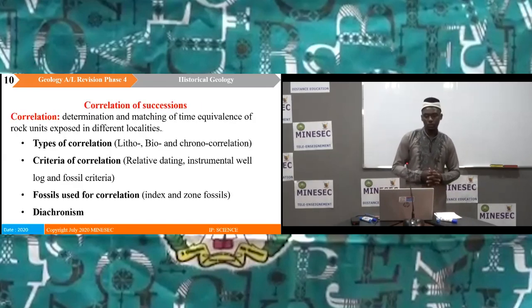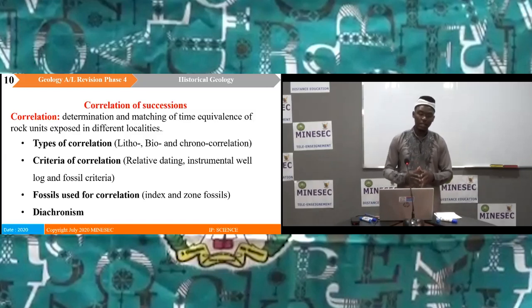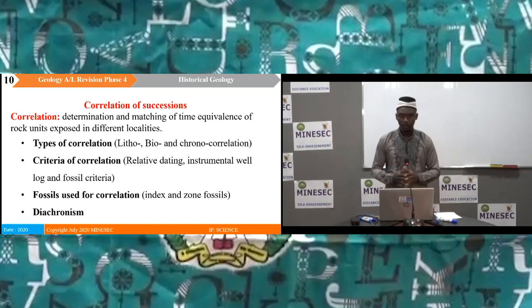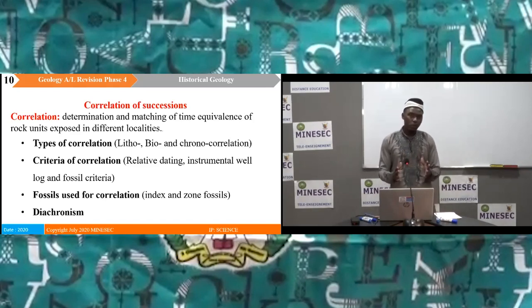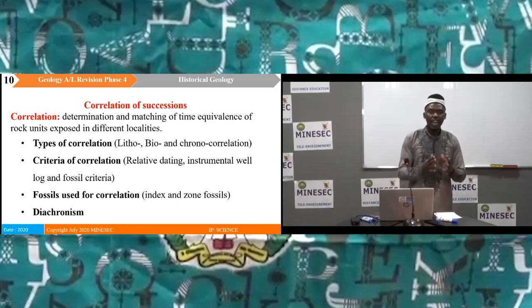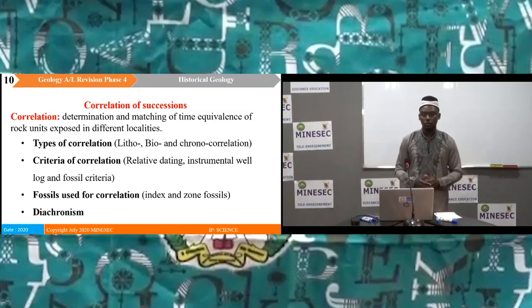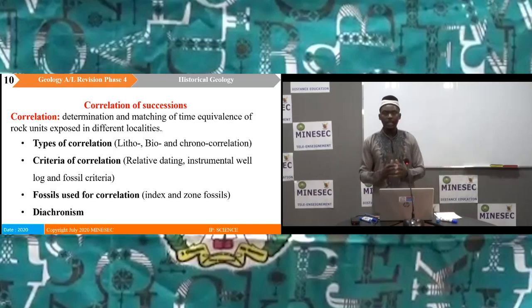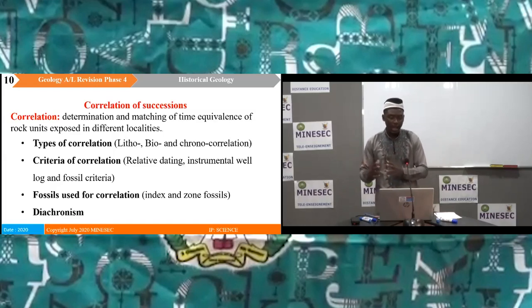Correlation of successions. Correlation is the determination and the matching of time equivalence of rock units exposed in different localities. There are three types of correlation. Rock units exposed at widely separated geographical localities can be proven to be time equivalent on the basis of rock type, that is litho correlation, on the basis of fossil content, that is biocorrelation, or on the basis of age, that is chronocorrelation, the basis of age or time.